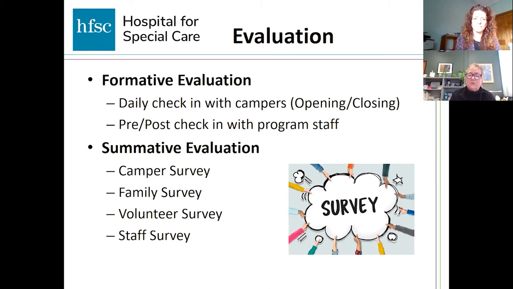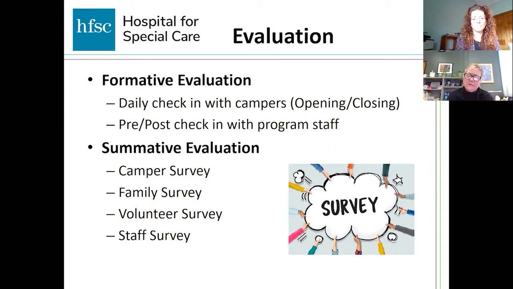As MaryJo mentioned earlier, the volunteers and our coaches are really keen to know, is anything going on? And then bringing feedback back. We do a pre and post check-in with program staff, again, to remind them of anything you need to bring to the table or that bubbled up.